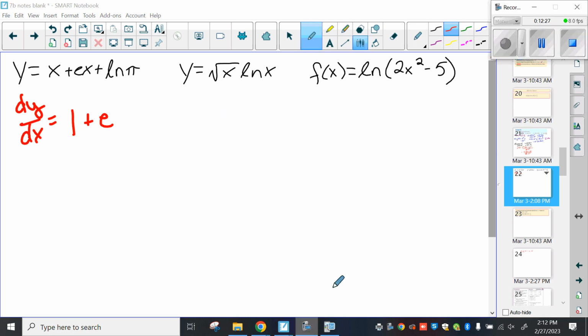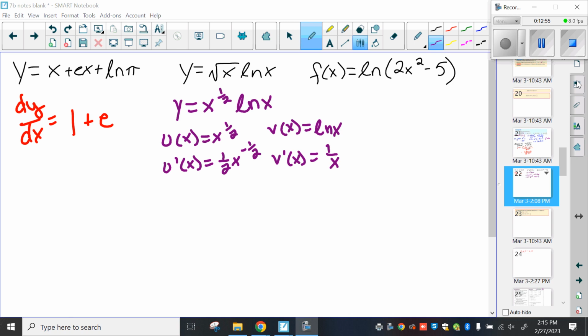Deep breath and work hard. This one, how are you going to work with this one? This is a product rule. And this one is not a product rule. What's this one? That's a natural log thing. Chain. We have to chain this one. So take a few moments to do those too.